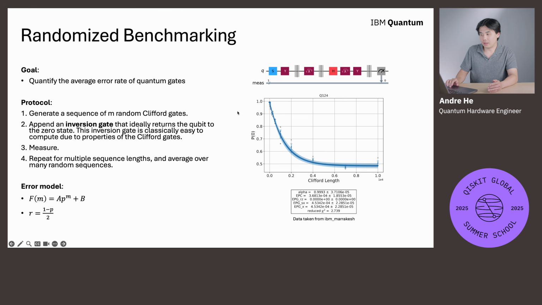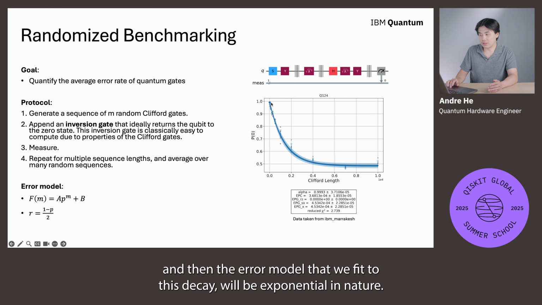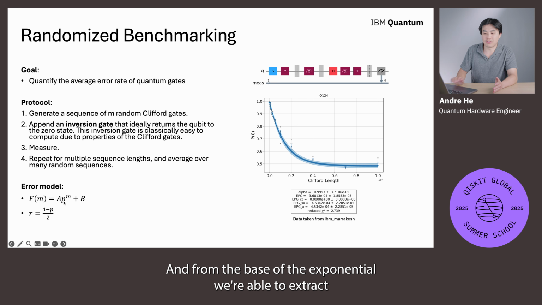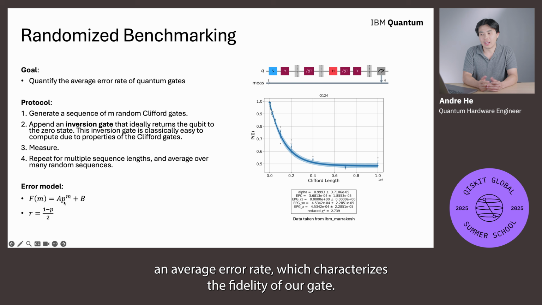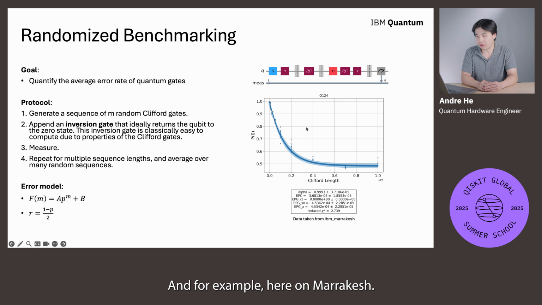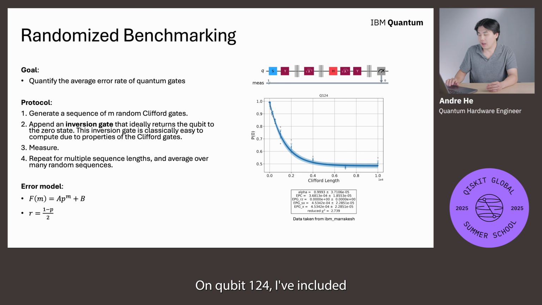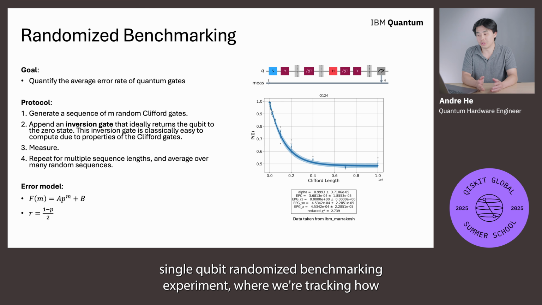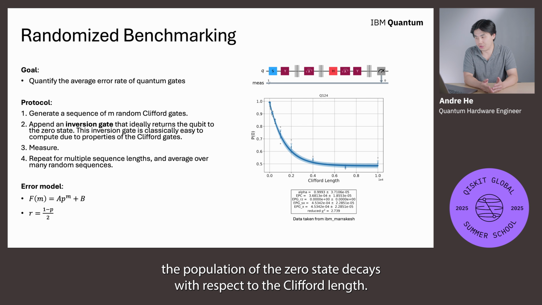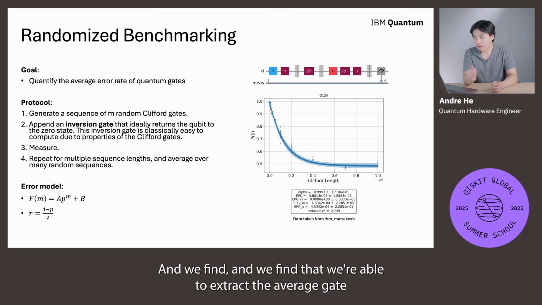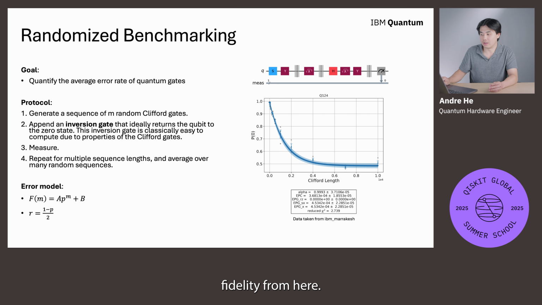And the error model that we fit to this decay will be exponential in nature, and from the base of the exponential, we're able to extract an average error rate, which characterizes the fidelity of our gate. And for example, here on Marrakesh, on qubit 124, I've included the results of a single qubit randomized benchmarking experiment, where we're tracking how the population of the zero state decays with respect to the Clifford length, and we find that we're able to extract the average gate fidelity from here.